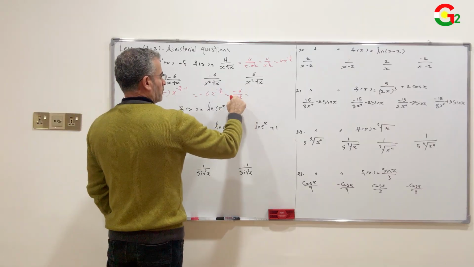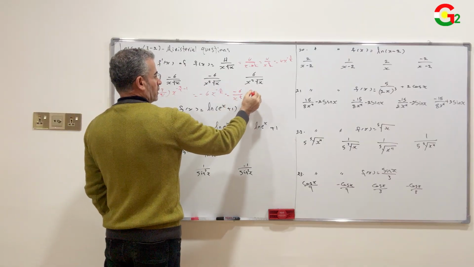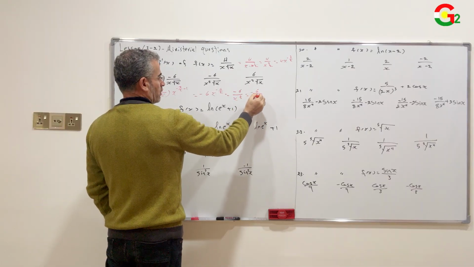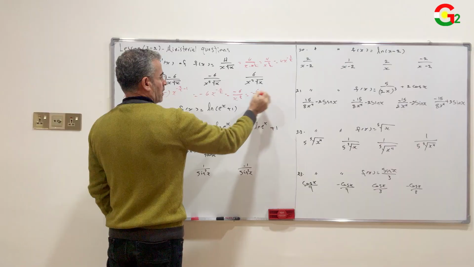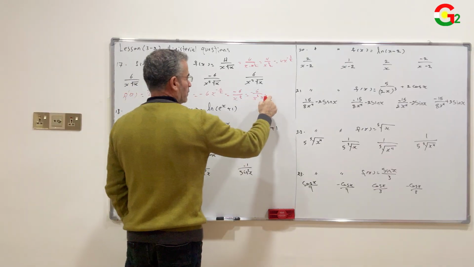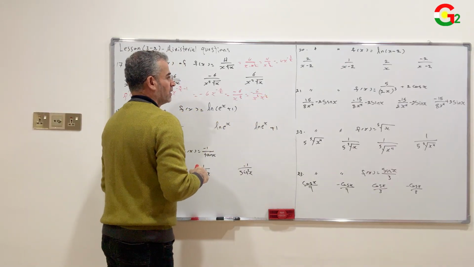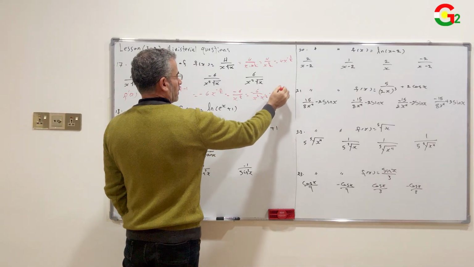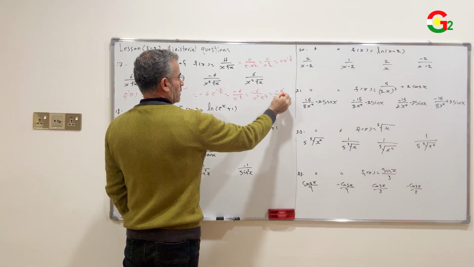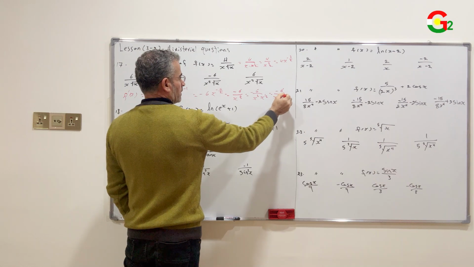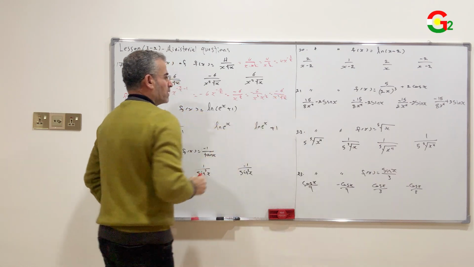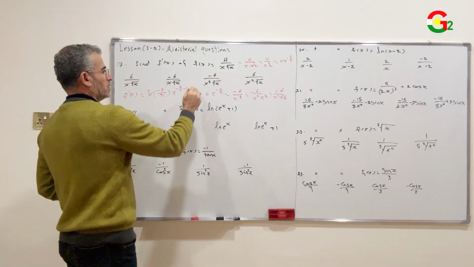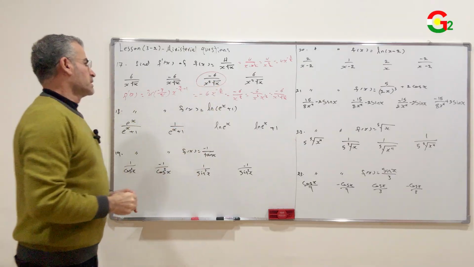Negative 6 over x to the power 5 over 2. It is x power 2, x to the half, since 2 plus half is 5 over 2, then the final answer is negative 6 over x power 2 square root x. Choice C.